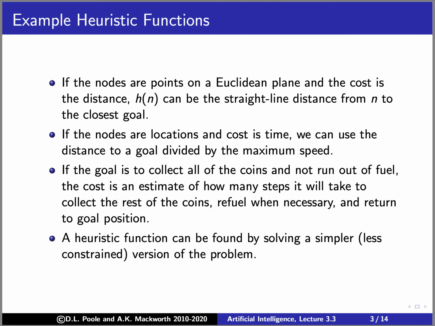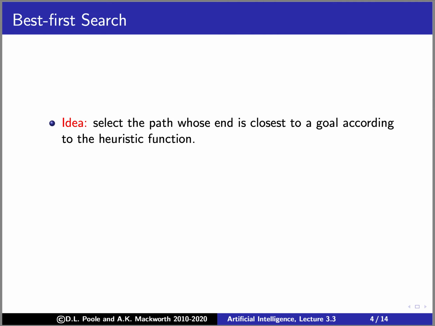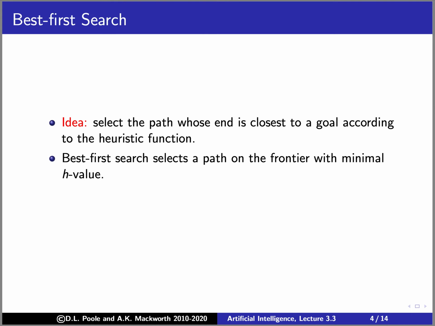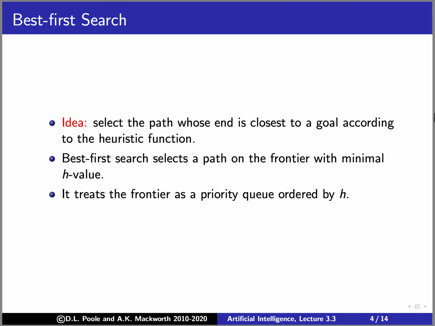The obvious solution is what's called best first search: select the path whose end is closest to the goal according to the heuristic function. So we select the path on the frontier with minimal h value. That's what we do in best first search. It's the obvious solution, and it treats the frontier as just a priority queue ordered by h. So it's just the generic search algorithm, but we're selecting the node that's ordered by h. And this seems like a good idea.